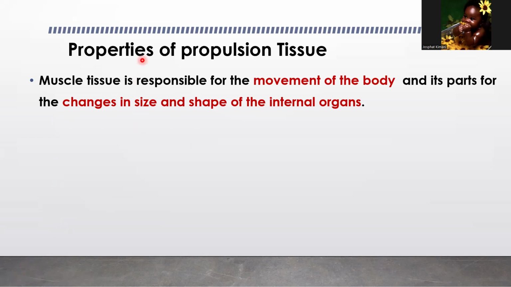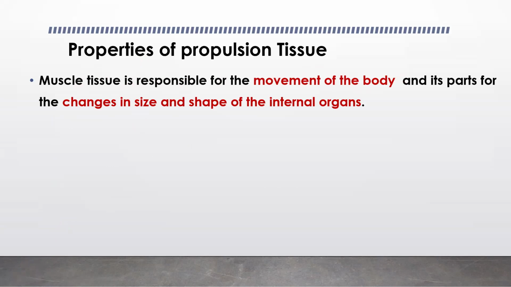First of all, we define a muscle as any tissue that is responsible for the movement of the body or part of the body, and that tissue will lead to a change in size and shape of the internal organ. Apart from talking about the various properties of muscle tissues, we need to understand that this muscle has a very special function, which is to alter the shape and size of the organs of the body itself. Due to that, you'll have the movement of the body or movement of part of the body.